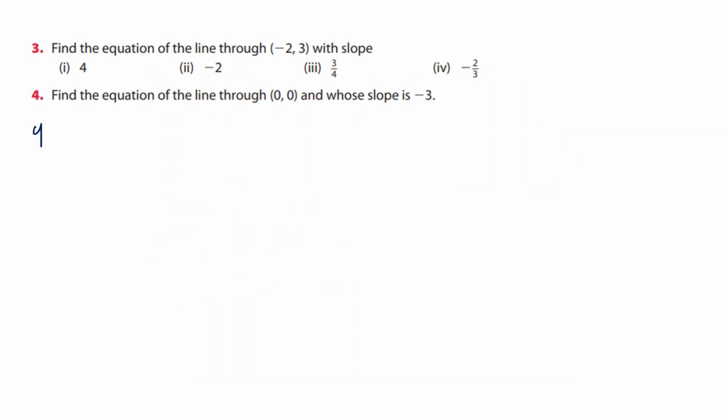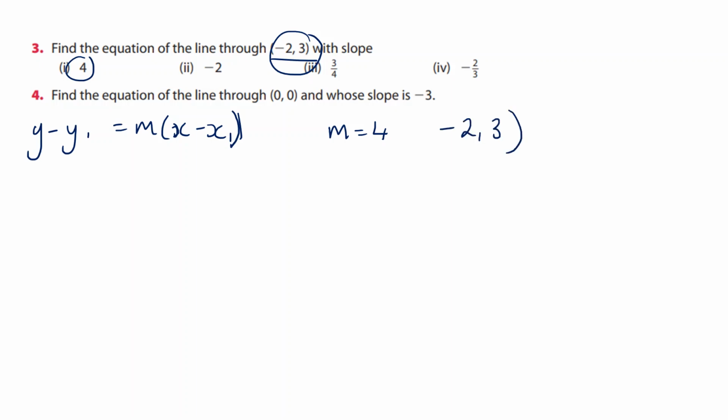To begin with, I always write my formula down. So y minus y1 is equal to m times x minus x1. We are asked to find the equation of the line through minus 2, 3 with the slope 4. So this is what we have. In this case, m is equal to 4, the slope is equal to 4, and our point that we're given is minus 2, 3. We're going to label these, as we always do, as x1, y1, and then it's just a case of substitution with this formula.